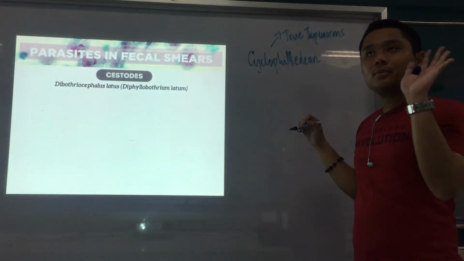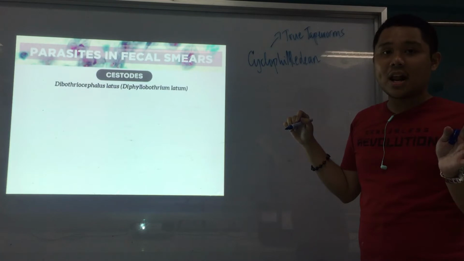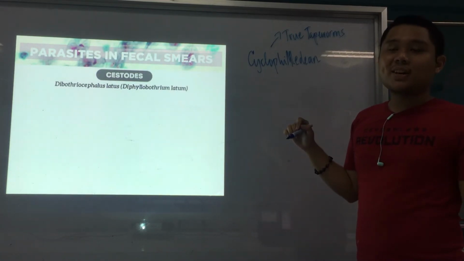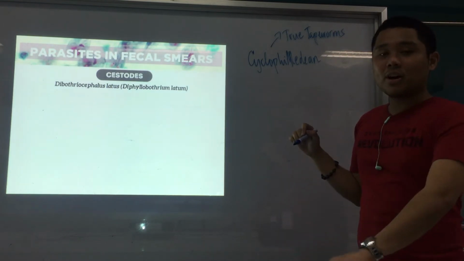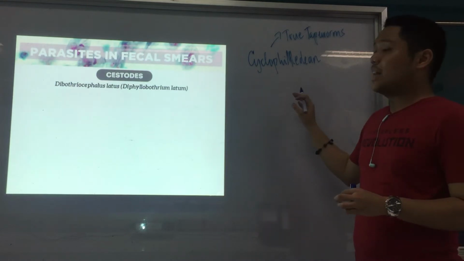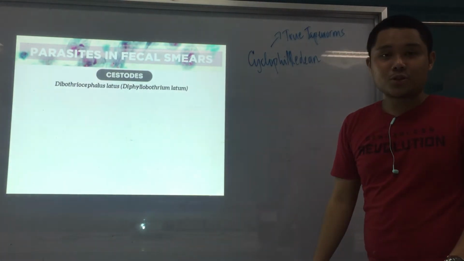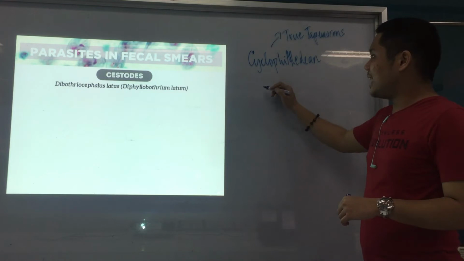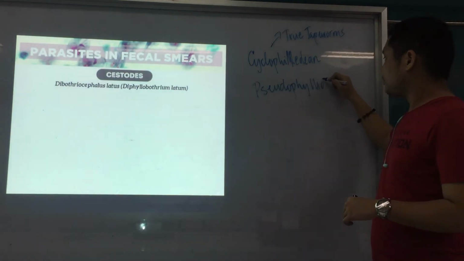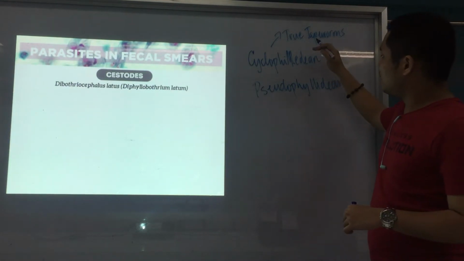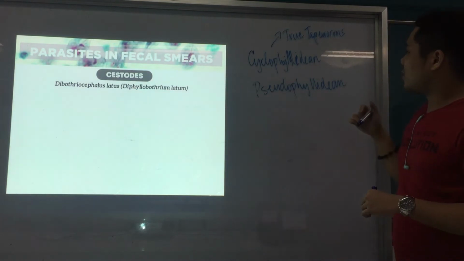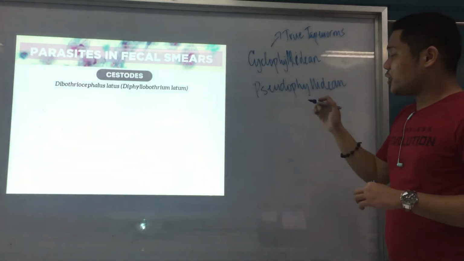So, we started with Taenia species, and then Hymenolepis species, and then Dipylidium caninum, and even Echinococcus, but I did not include it anymore. From Taenia to Dipylidium, these are all known as true tapeworms or Cyclophyllidea. Now, Dibothiocephalus latus or D latum is known as a pseudophyllidean. It's under pseudophyllidea. I could be wrong with the spelling, but anyway, it's under pseudophyllidea.